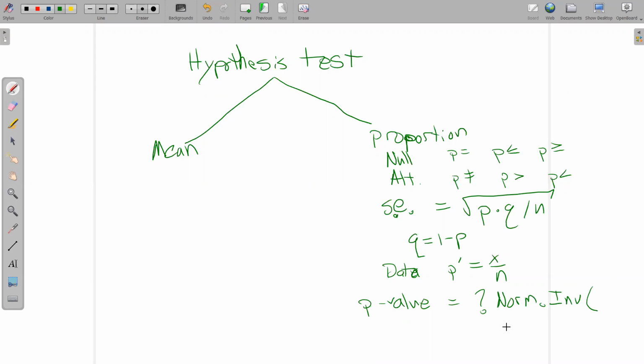And then the norm inverse always wants to know what is your sample information. So it would want p prime first, then it wants the population mean, so I would give it p next, and then it wants me to give the standard error next, which is that square root up there. And I think that's all it asks for. We'll consult the spreadsheet to double check.